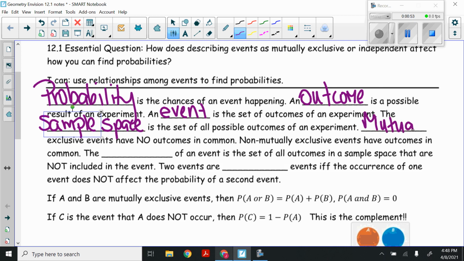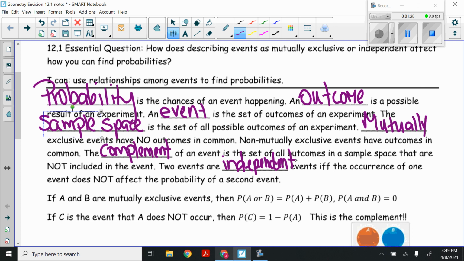Mutually exclusive events have no outcomes in common. Non-mutually exclusive events have outcomes in common. The complement of an event is the set of all outcomes in a sample space that are not included in the event. Two events are independent if and only if the occurrence of one event does not affect the probability of a second event.